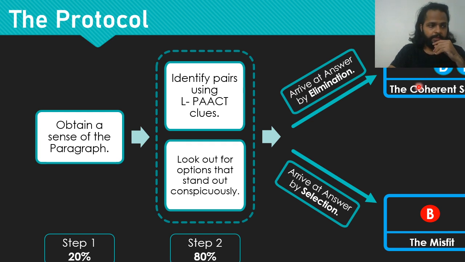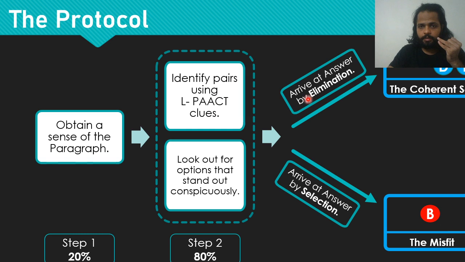The second step involves two things that you need to do parallelly. One is to identify pairs using LPAC clues and content and context. Basically, try to identify sentences which go together, either by using the context or by using the connections. When you use connections, you'll be using LPAC clues, right? As I said: logical flow, pronoun, abbreviations, articles, conjunctions, and timeline. Either you use the connections or the context to identify pairs that go together.